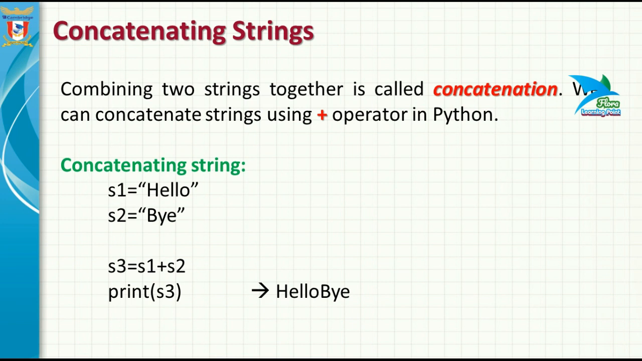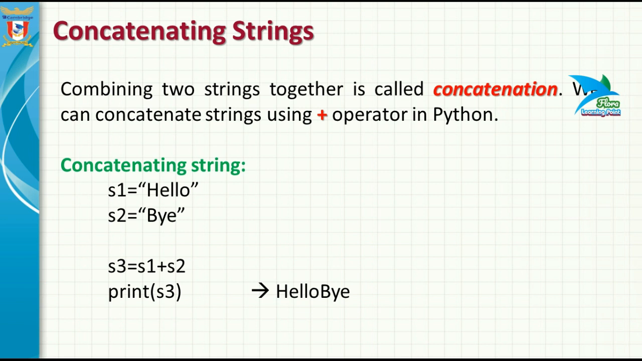Combining two or more strings together is called concatenation, and we can concatenate strings by using the plus operator in Python. As we know, plus is an arithmetic operator in Python, but we can also use the same operator to concatenate two or more strings. So that means plus is an overloaded operator. Operator overloading means when a single operator can be used to perform different types of activities in any language.